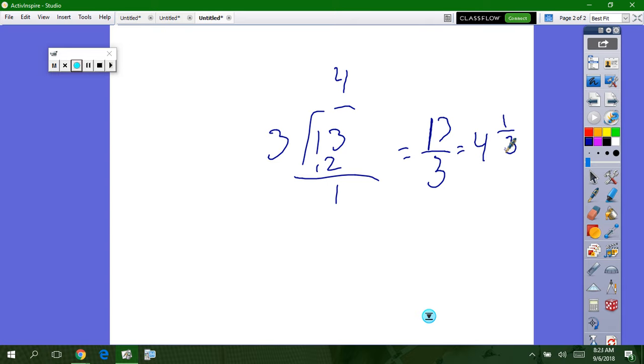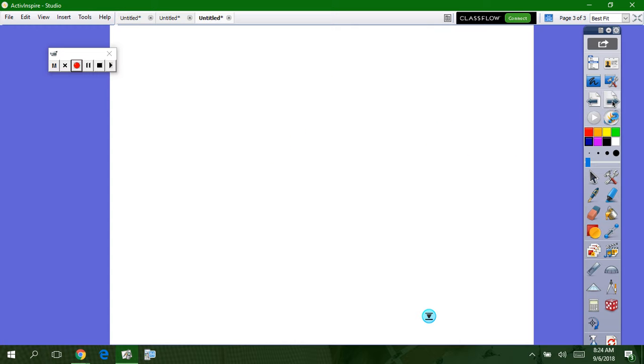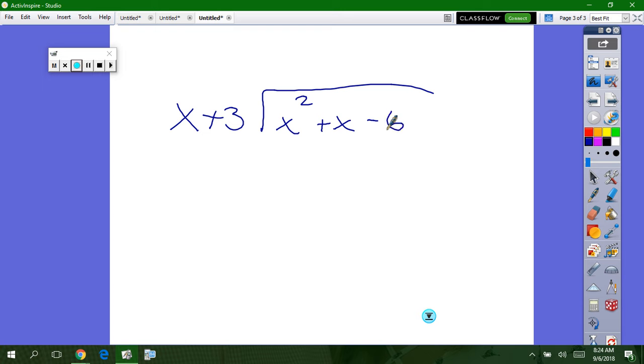Here we go. You guys ready for today? Going to transition into this. Here we go. X plus 3 going into x squared plus x minus 6. Notice we're dividing 2 polynomials, aren't we? Okay? The same process though.